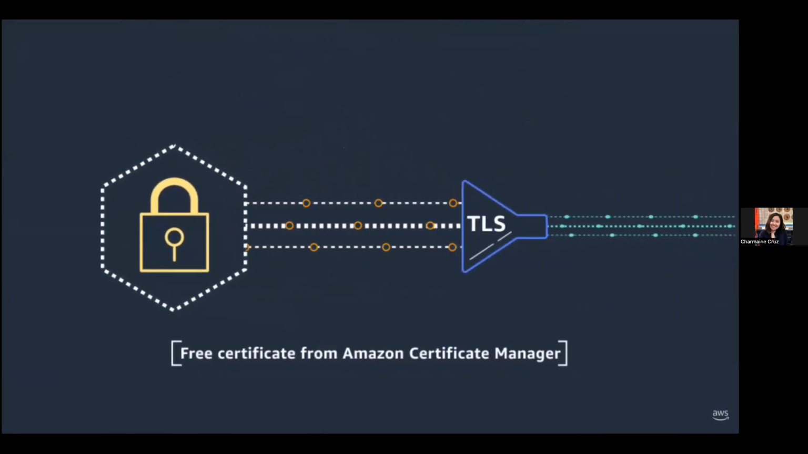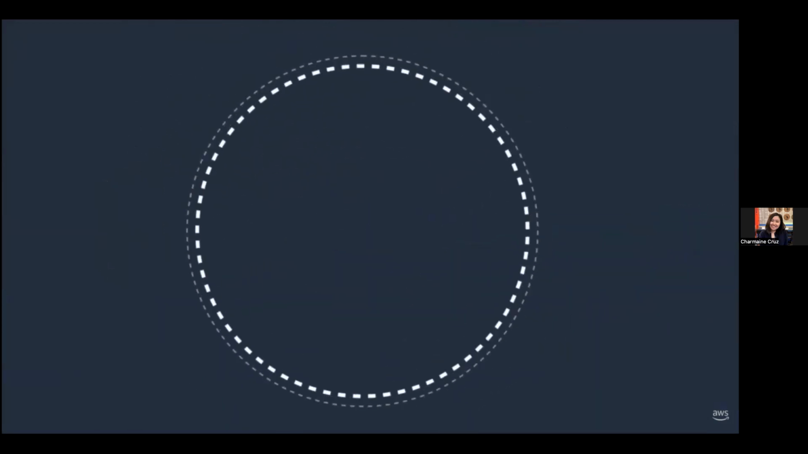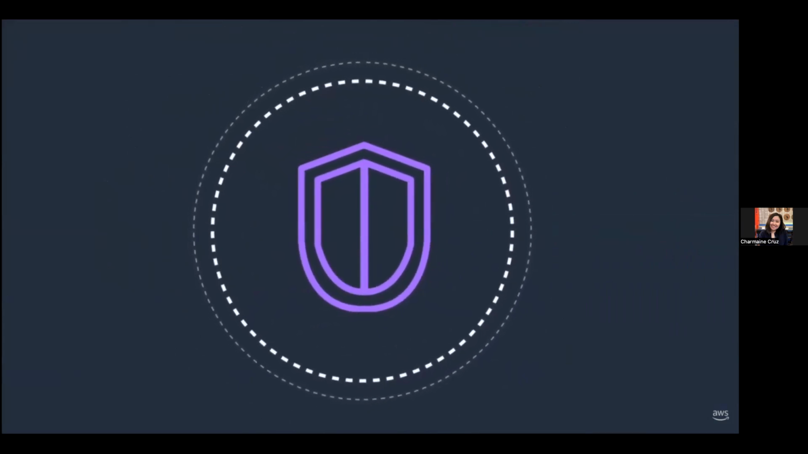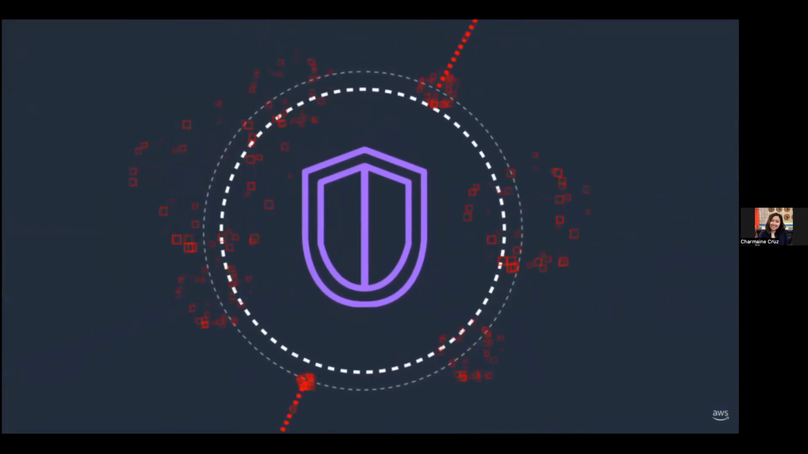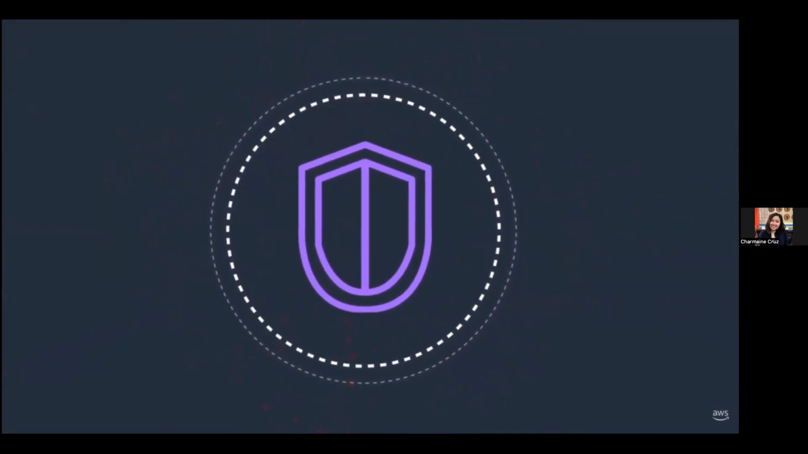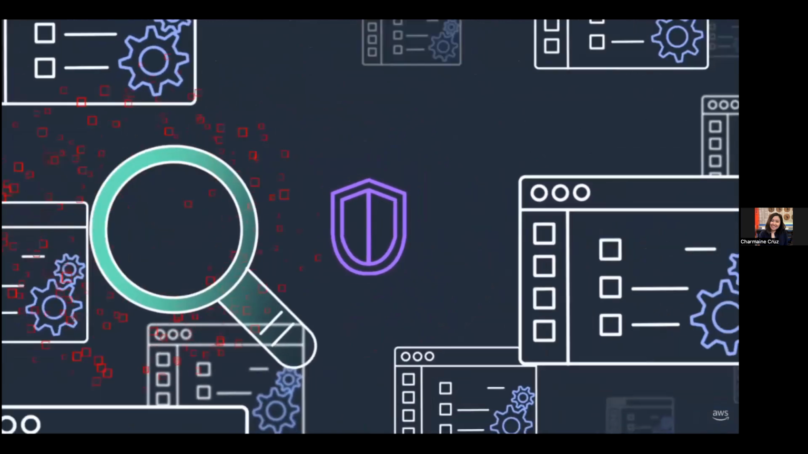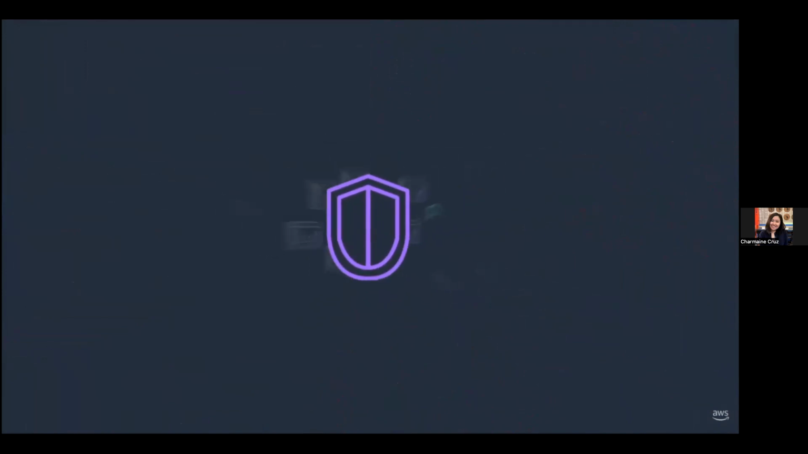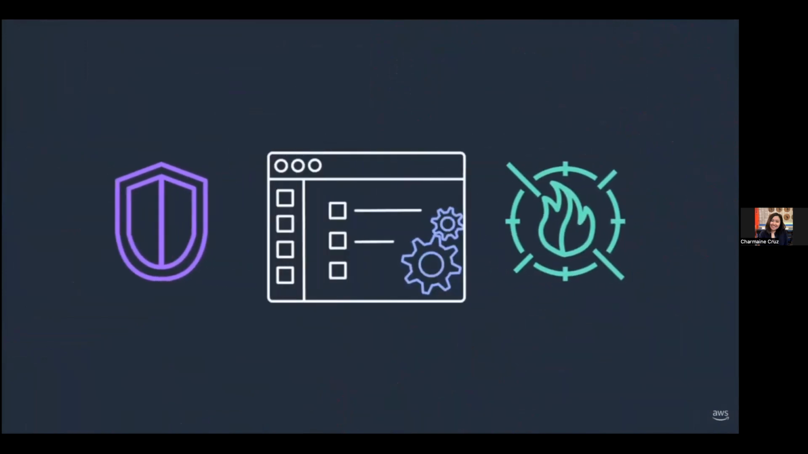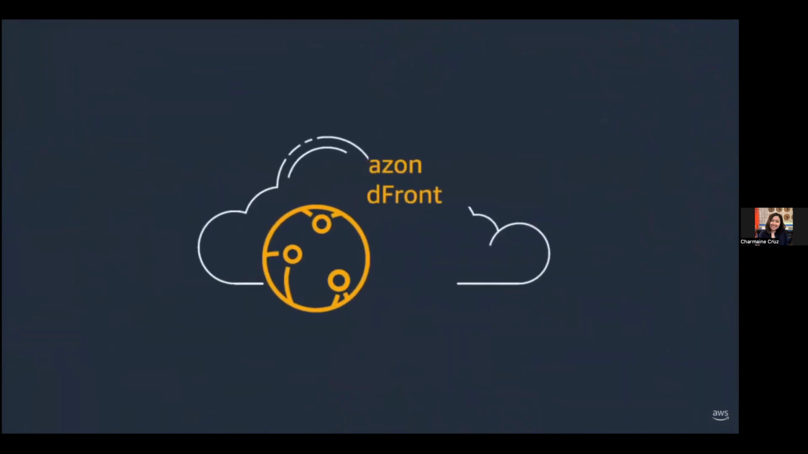You can encrypt your communications with a free custom TLS certificate from Amazon Certificate Manager, or you can import your own certificate. You also get DDoS protection with AWS Shield Standard by default. You receive comprehensive availability protection against all known Layer 3 and 4 network attacks. AWS Shield provides always-on detection and automatic inline mitigations that minimize application downtime and latency. CloudFront also integrates seamlessly with AWS WAF for application layer protection.